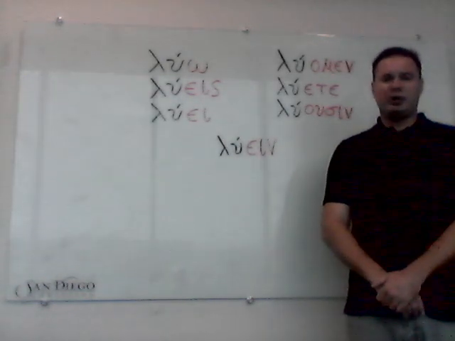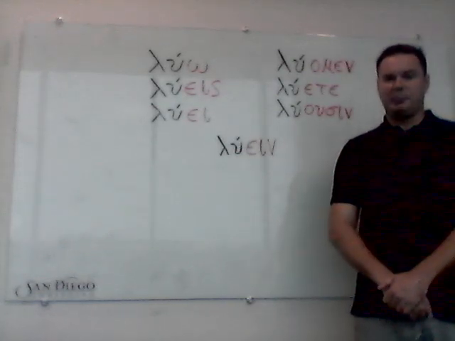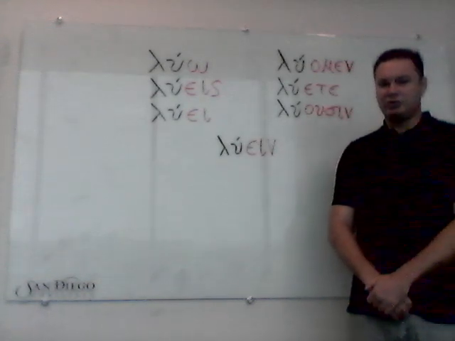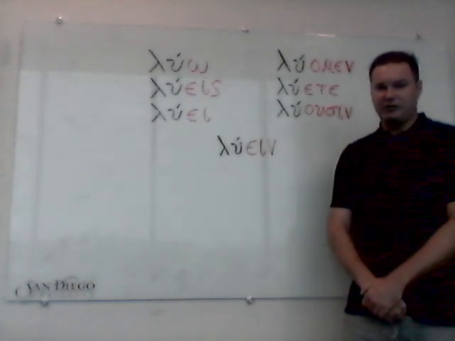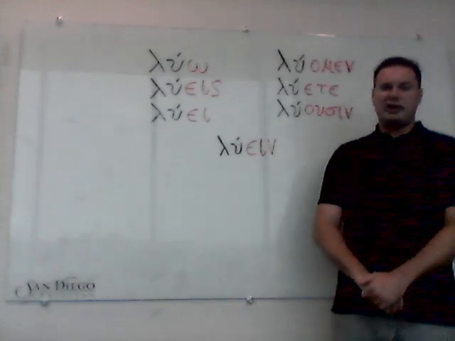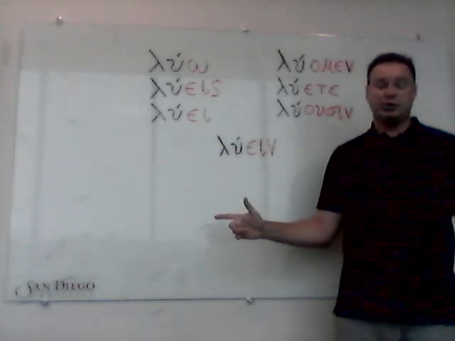Voice has to do with whether the subject is acting or whether the subject is being acted upon. If you looked at the PowerPoint I gave you for English grammar, I talk about voice from the perspective of English grammar. So for now, let's just summarize this. In English, we have active and passive, and we have both of these in Greek.